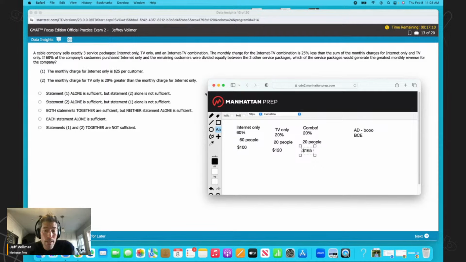And so what you could do here is just say, well, this is 60 times 100, this is 20 times 120, this is 20 times 165. I can figure out which one's the biggest there, and that's going to be enough. It doesn't change if this goes from 60, 20, 20 to 600, 200, 200. You just scale everything up by a factor of 10. Or if the values change to 200, 240, 330, you just scaled everything up by a factor of 2. Because the scales are consistent across each package, it doesn't matter what the actual values are. So this one's going to be answer B.